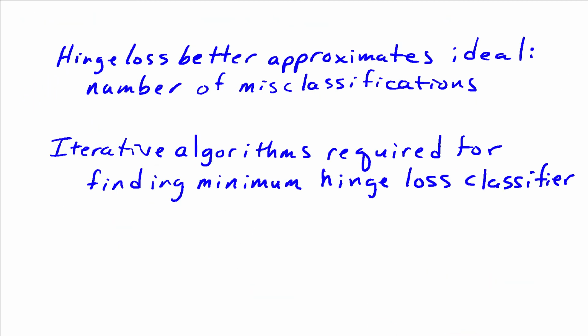So hinge loss does a much better job than squared error at approximating the ideal cost function for classification. That is, counting the number of misclassifications. It leads to a convex cost, but that's not one we can solve in closed form. So we'll have to develop some iterative algorithms to find the minimum hinge loss classifier, and we'll do that using the proximal gradient approach that we have previously derived for the least squares loss.